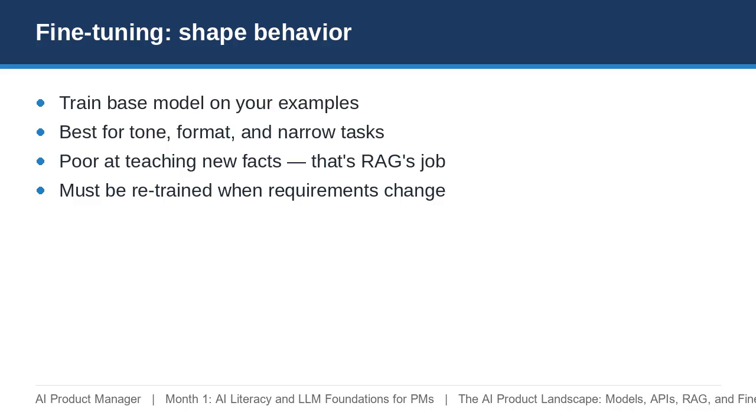Fine-tuning takes a base model and trains it further on your examples so it consistently produces a certain style, format, or completes a narrow task. It's excellent for brand voice or structured outputs. But it's the wrong tool for teaching facts, those get stale and are better handled by RAG. Remember, fine-tuning changes behavior, RAG changes knowledge.